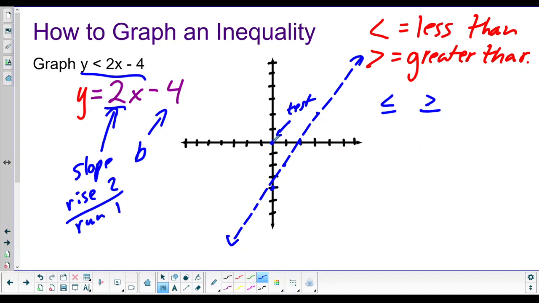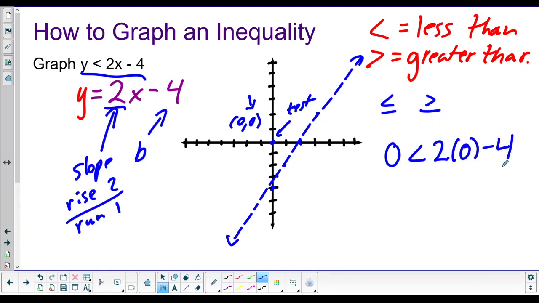So what we're going to do is plug our test point, (0, 0), into the inequality and check to see if it's true or not. So we have 0, because the y is 0, is less than 2 times 0 minus 4. All right, now you simplify. 0 is less than, 2 times 0 is 0, so that goes away, negative 4.